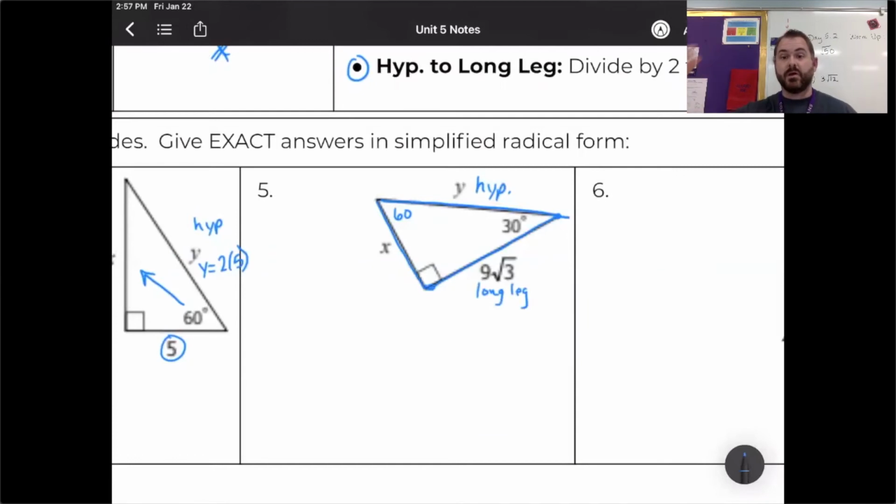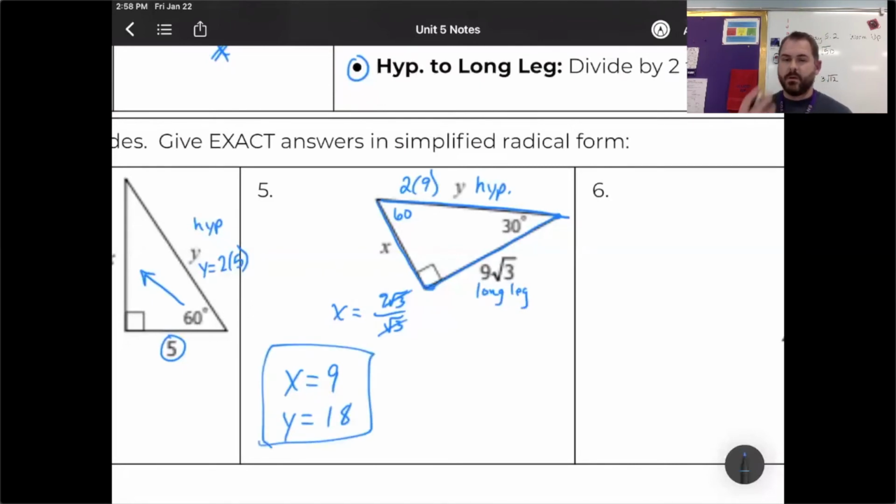So to go from long leg back to short leg, we get rid of that root 3. We divide by root 3. So we take that 9 root 3 and we divide by root 3. Well, since it's already got a root 3 there, you're just canceling it. You're getting rid of it. So x is just 9, okay? Then the hypotenuse is twice the short leg, twice x. So y is 2 times that 9 we just got, or 18.